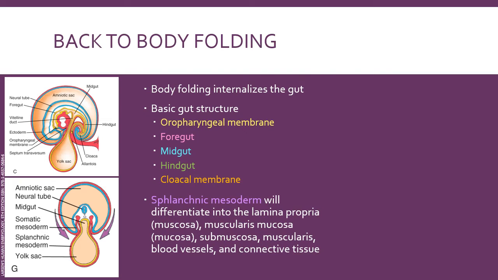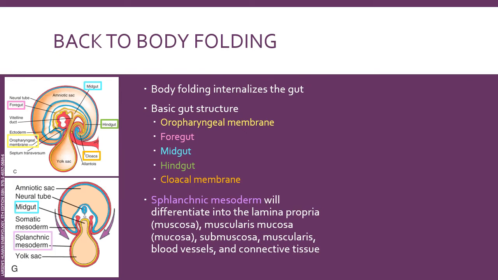So at that stage, the basic structure of the gut is the oropharyngeal membrane, which is closed, foregut, midgut, hindgut, and the cloacal membrane, which is again closed. So at this stage, you have a double blind-ended tube, not open on either side.